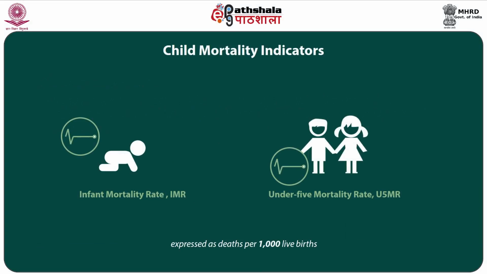And then for child mortality related indicators, we have the infant mortality rate, which is the probability of dying between birth and exact age of 1 year. This is always expressed as deaths per 1000 live births. We have the under 5 mortality rate, known as U5MR. Here it is the probability of dying between birth and exact age of 5 years. This is also expressed as deaths per 1000 live births.